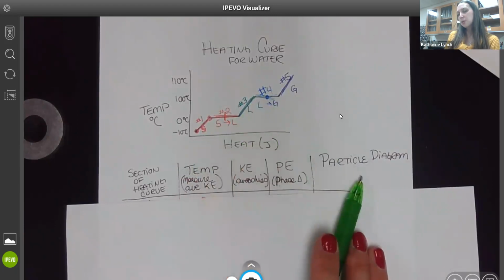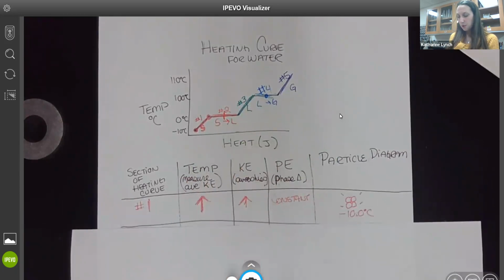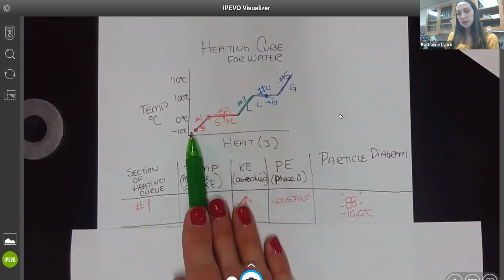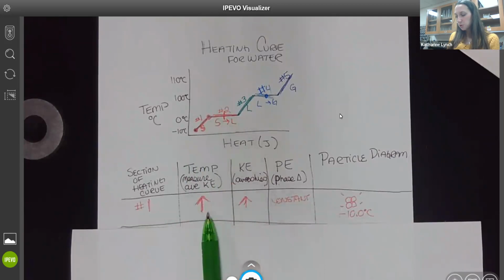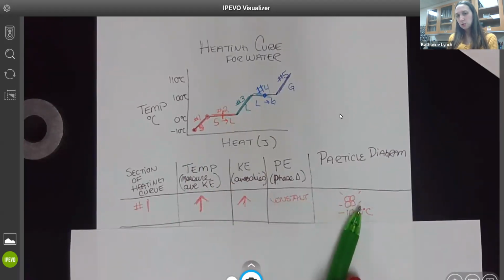Final thing we're going to do is draw a particle diagram. So I've done all these for you, so you can press pause as you need to fill this in. But in section number 1 of your heating curve, this is where you have a solid state of matter. The temperature is increasing in my example from -10 to 0 degrees Celsius. As temperature increases, our number of swooshies will increase. Whatever the coldest temperature in your particle diagram is going to start with 1 swooshy. So I drew my solid molecules close together, gave them 1 swooshy each.